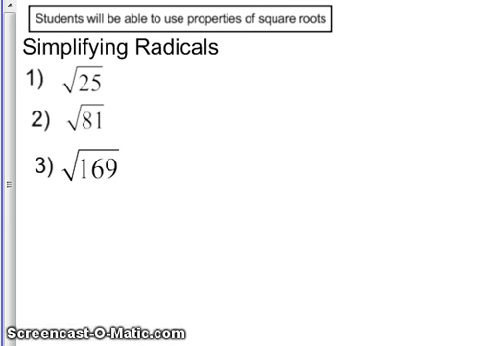I'm using the definition of the square root to simplify these expressions. When I ask you what's the square root of 25, that means, what number do I multiply by itself that gives me 25? Yes, so the square root of 25 is 5. What's the square root of 81? 9. What's the square root of 169? Pretty sure that's 13. Good.